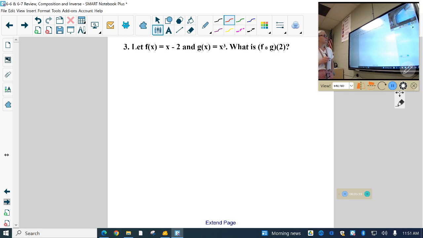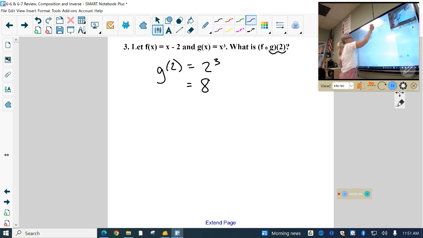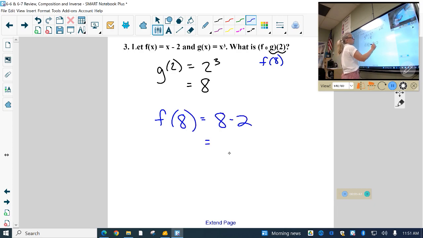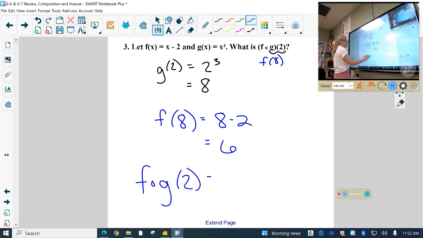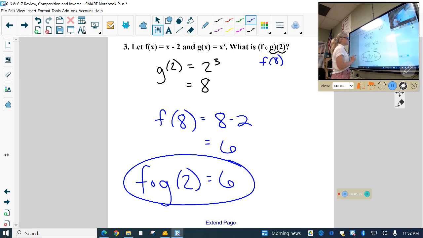Let f of x equal x minus 2 and g of x equal x cubed. What is f of g of 2? Same thing. I'm going to go ahead and start with my g function, which is this one, g of 2. Work from the inside out. G of 2 is going to be 2 cubed, which is 2 times 2, which is 4, times 2 is 8. Take that 8 and find f of 8. So I'm going to take the f function, plug in 8, which gives me 8 minus 2, which is 6. So we would say f of g of 2 equals 6.